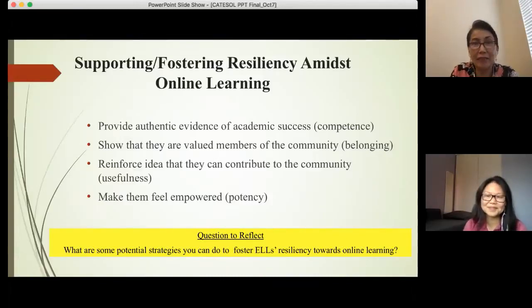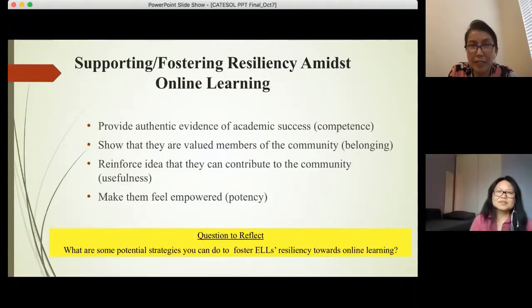We've identified four. The first one is to provide authentic evidence of academic success, which also is another way of saying competence. And an example would be engaging in a research project relevant in their own lives. And we see that in project-based learning activities in our classrooms.